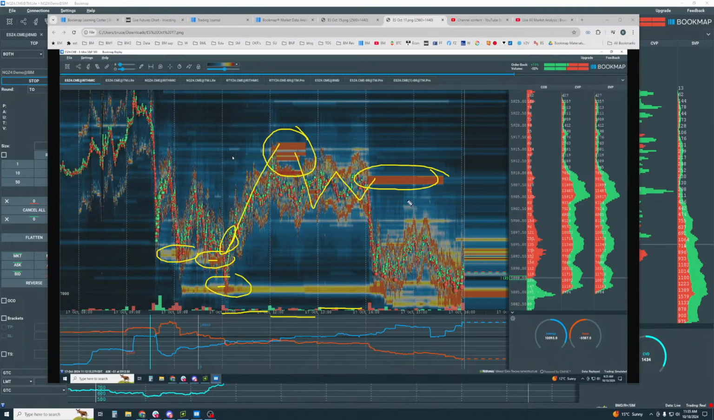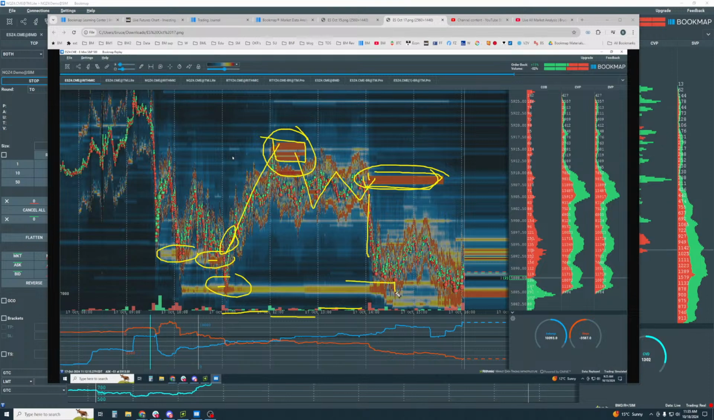Chop around. Then this too looks like a spoof to me, and this one as well. They come in and cap it. We see lots of supply come in here, and then we have aggressors come in when we trade back down into demand.